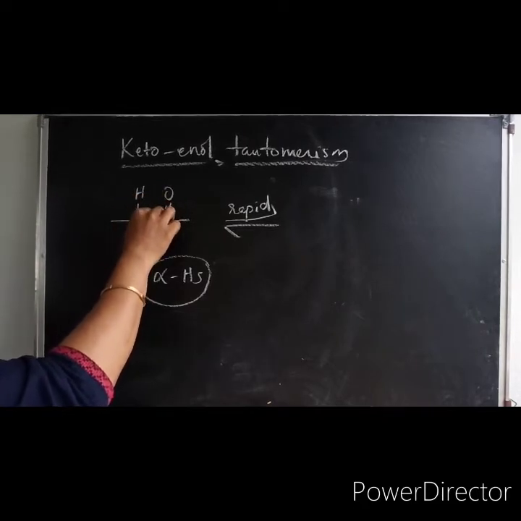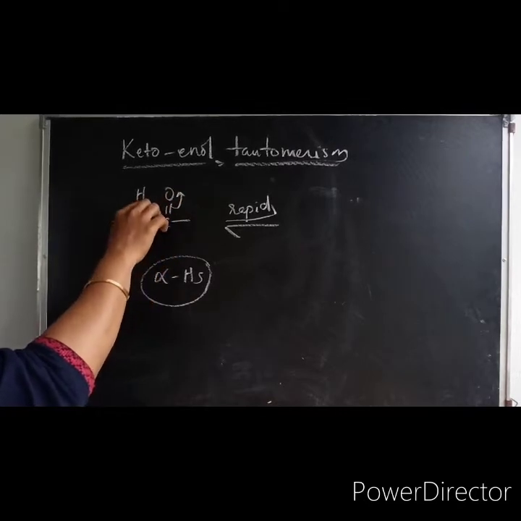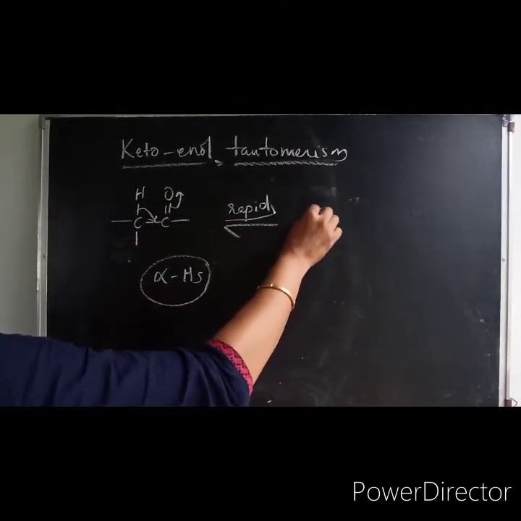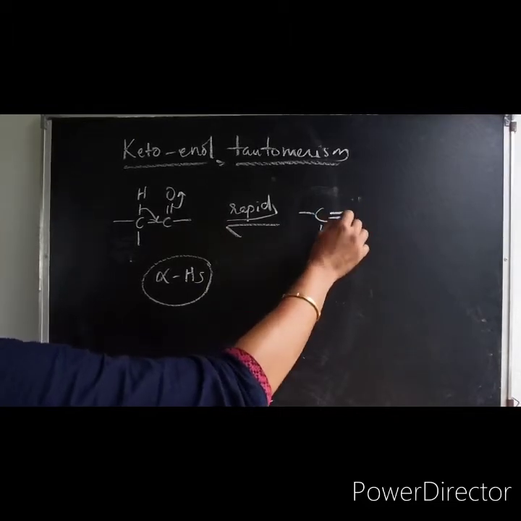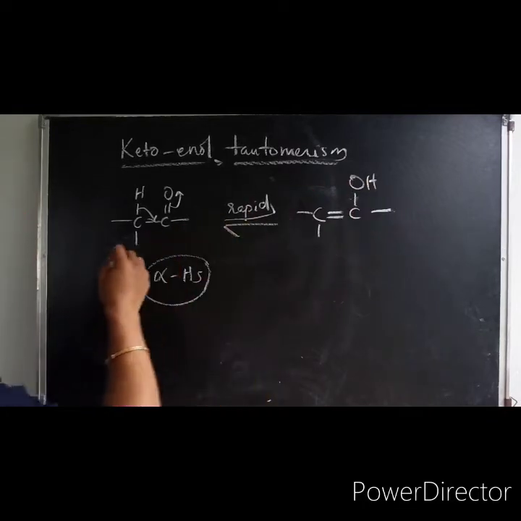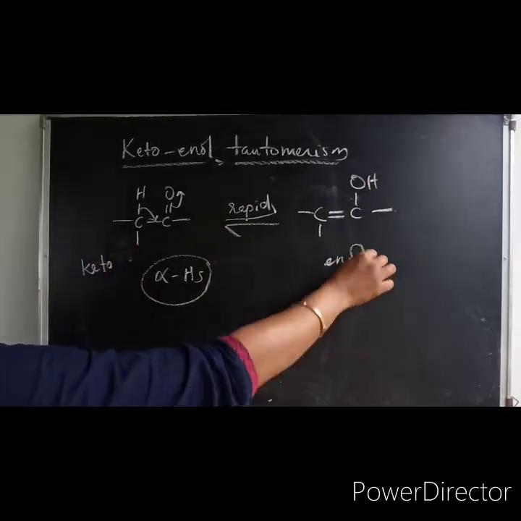This will be shifted over here. This bonded pair becomes a pi bond. This will be O minus, and this H plus will be coming over here. So you can write this as C, and here the double bond will come, C OH, like this. So this is the keto form, and this is the enol form. So this is the general form.